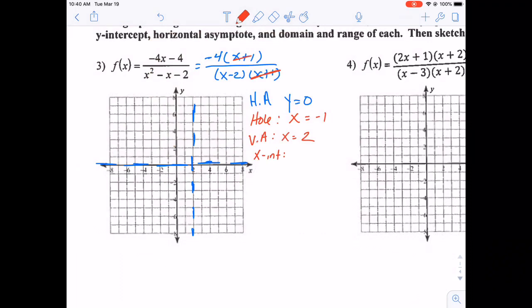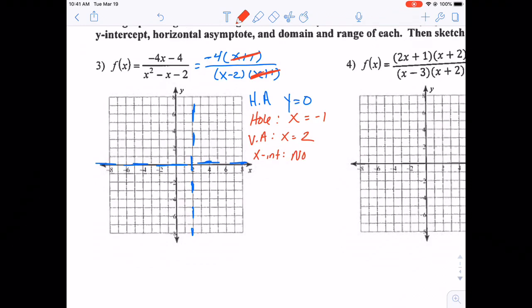The x-intercept occurs when we solve the numerator after we've canceled things out. If we look back up at our equation, I've canceled out these x plus 1, so those are gone. So what you see is negative 4 over x minus 2. There's no more x in the numerator, which means there is no x-intercept. That also should make sense because the x-intercept occurs on the x-axis, and we can't hit the x-axis because we have this asymptote right there. That is preventing us from having an x-intercept.